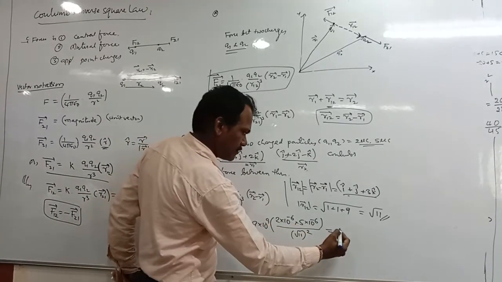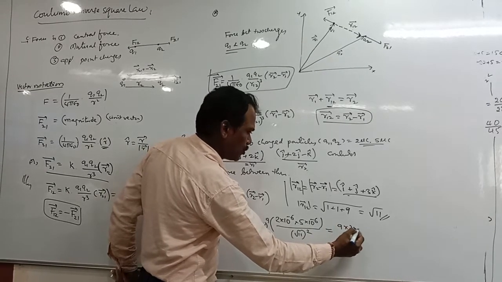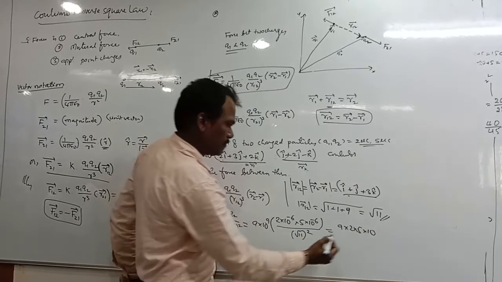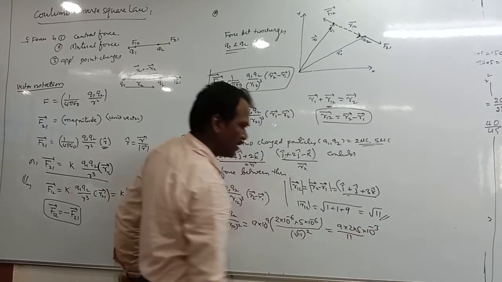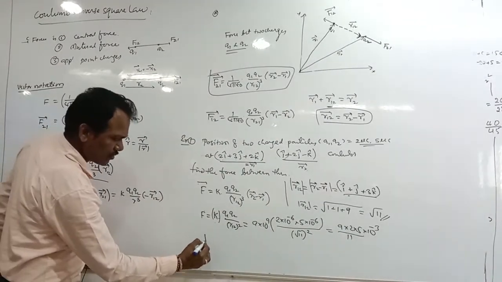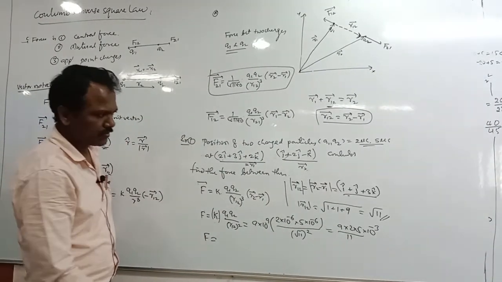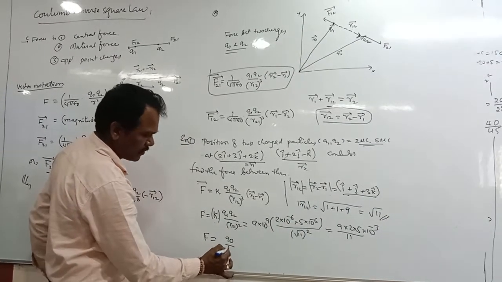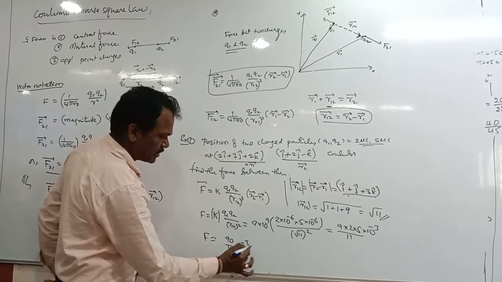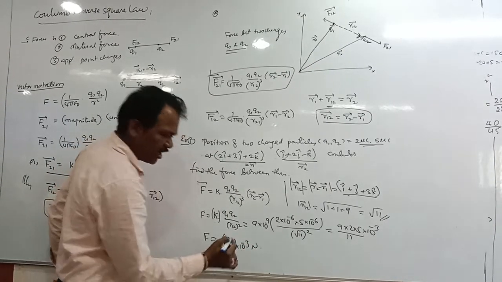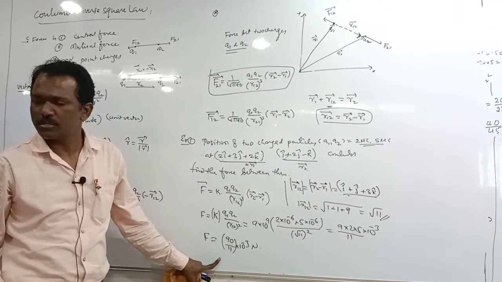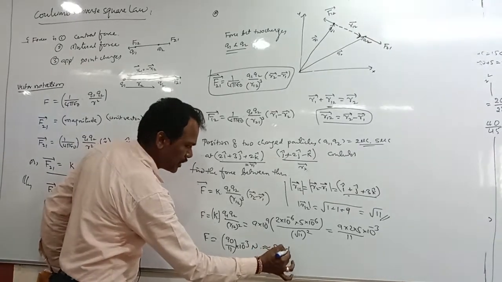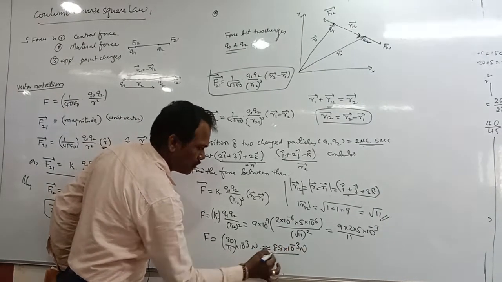Here 9 into 10, 2 into 5 into 10 to the power of 3 will be there, right? Minus 3 divided by 11. F is equal to 90 divided by 11 into 10 to the power of minus 3 newtons. Approximately you can write it as nearly 10, or 8.9 into 10 to the power of minus 3 newtons.